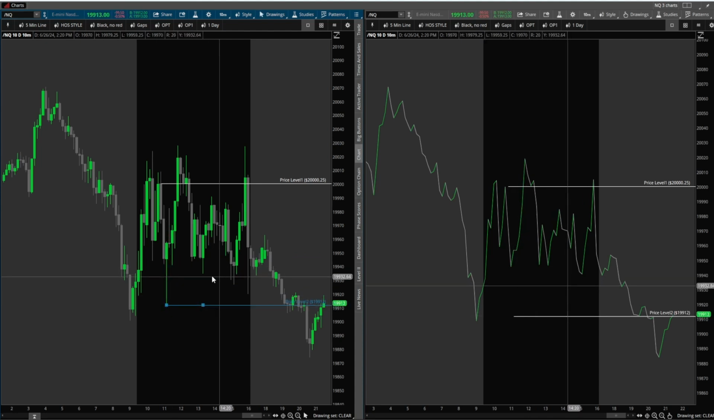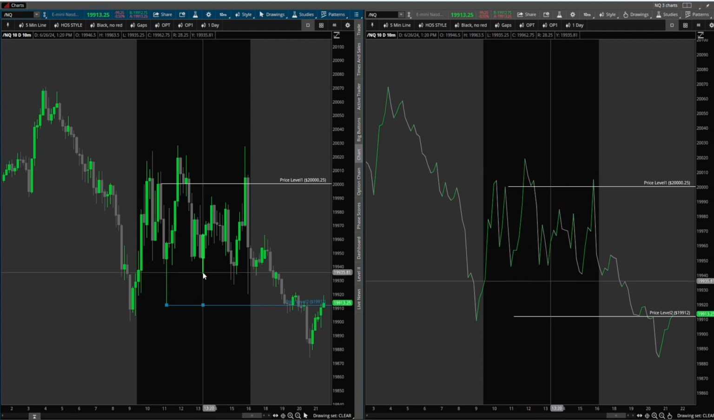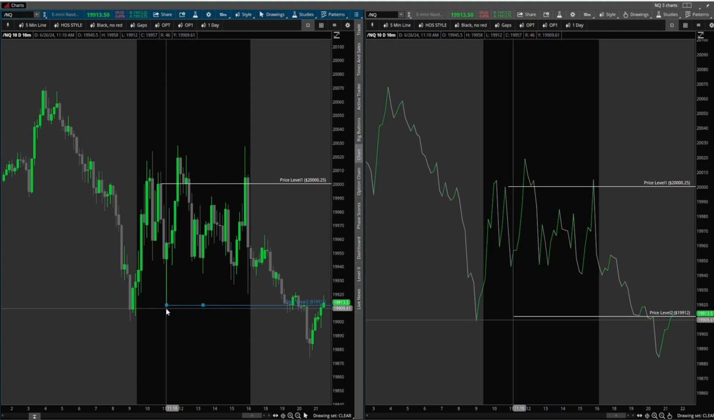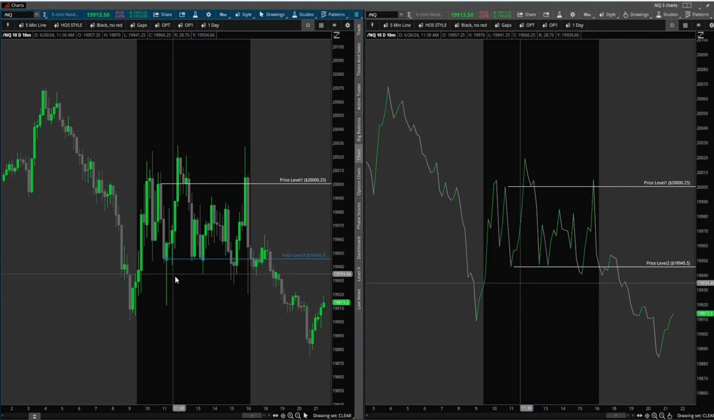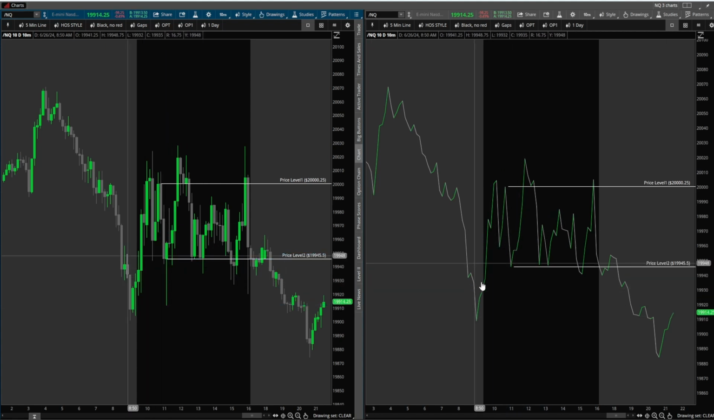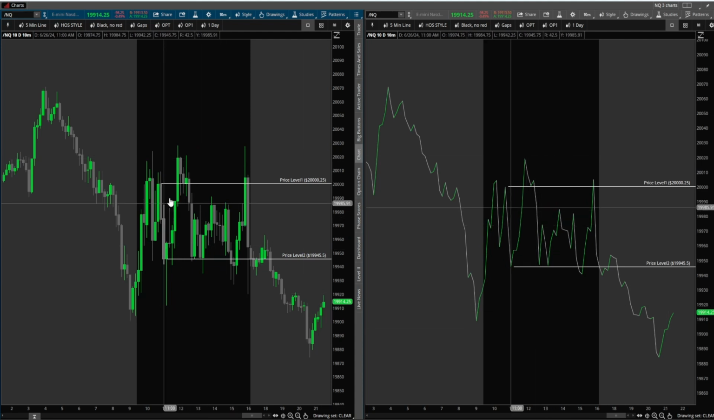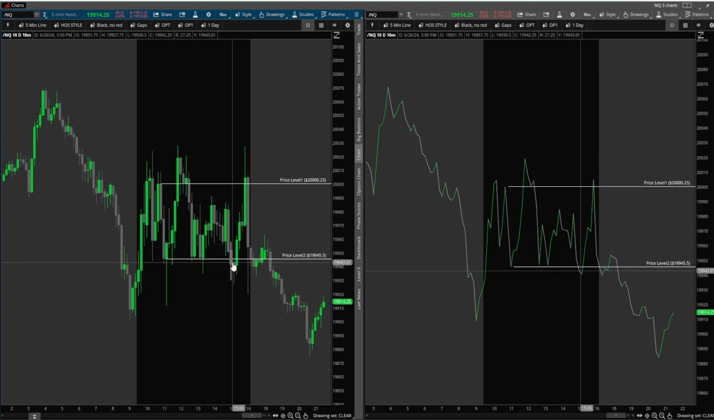So those are things to consider when you're marking your wicks and your bodies, and that's just how I would read it and interpret it. But I read the price action and the market structure based off of the bodies. So wicks are doing the damage, bodies are telling the story.